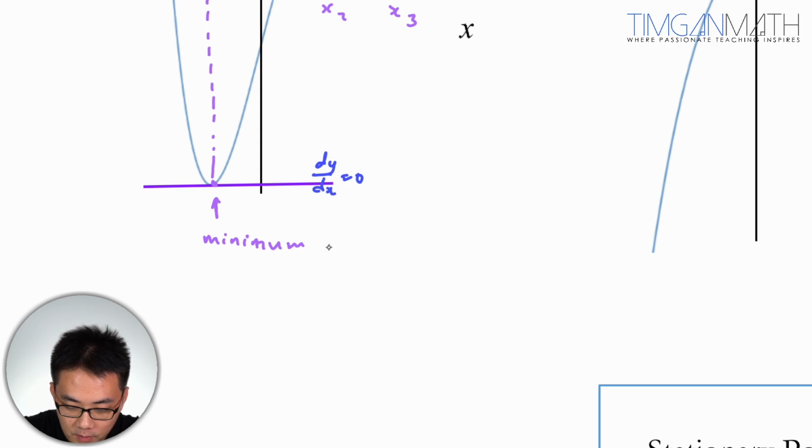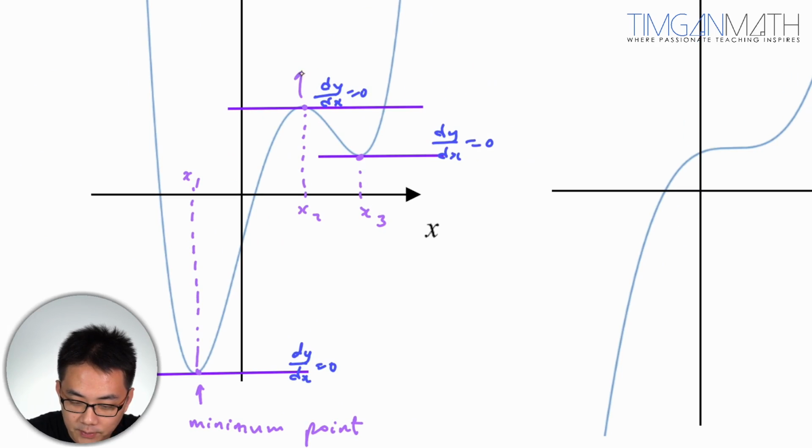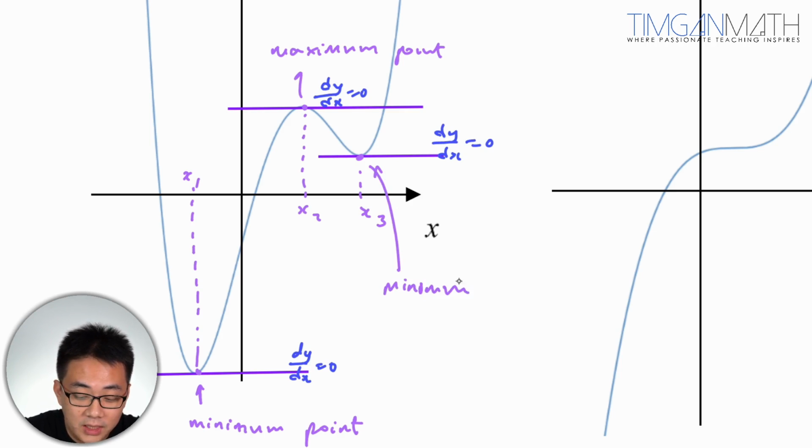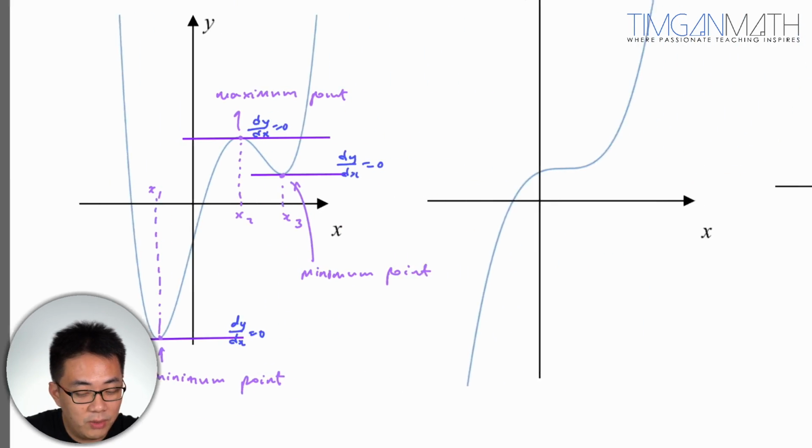Minimum point. Okay, and this is what we call the maximum point. Okay, maximum point. And this is also a minimum. Okay, now together these are called the turning points. But take note, not all stationary points are turning points.